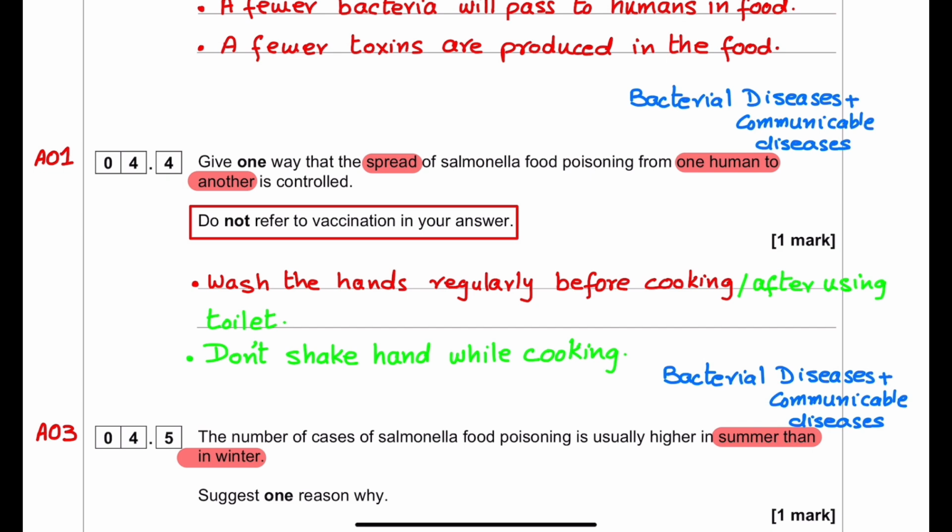4.5 is an AO3 question. The student needs to give the reason. This question is again from the same topic of bacterial diseases and communicable diseases. The number of cases of Salmonella food poisoning is usually higher in summer than in winter. Suggest one reason why. The information is given that the food poisoning is higher in summer than in winter. In summer, the temperature is higher than winter. So, this temperature is quite favorable for food poisoning.